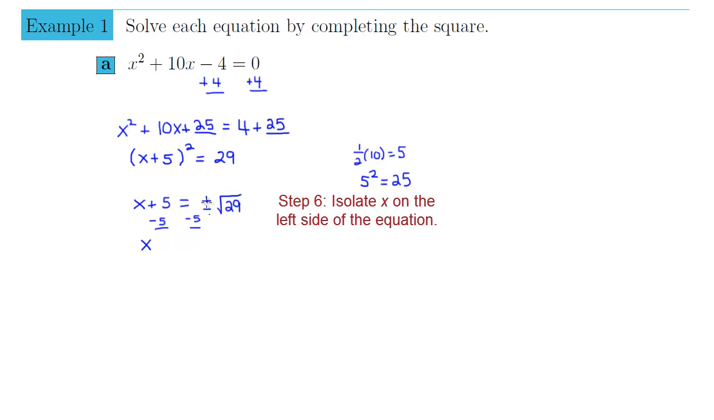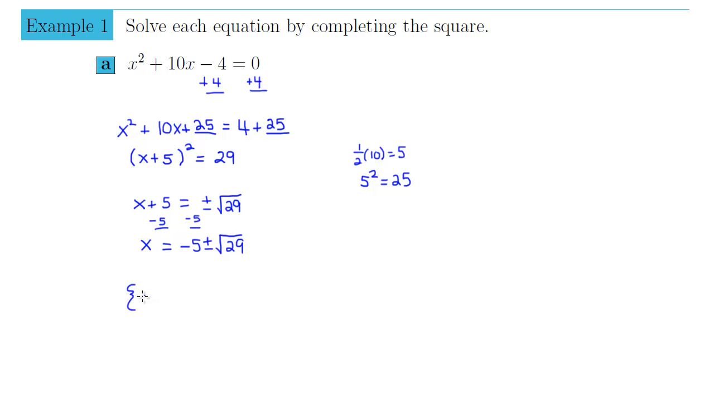And remember, we put it in front of the plus or minus, and so that gives us that x is negative 5 plus or minus the square root of 29. Wonderful. See, that wasn't too bad. That tells us there are two solutions to this quadratic equation, x squared plus 10x minus 4. Those two solutions are simply the numbers negative 5 plus the square root of 29 and negative 5 minus the square root of 29.